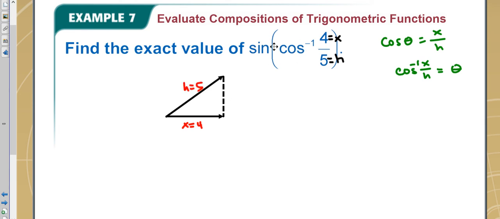Now, if we wanted to type all this in the calculator, we could, and it would give us an answer. Typically, if you type this in, it would give us an angle. But we're going to do this without the calculator. Here's what we would first do. Given this, we have this relationship.